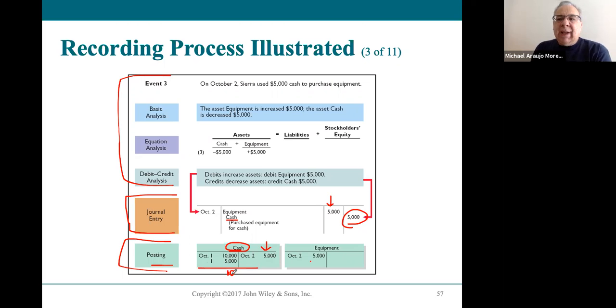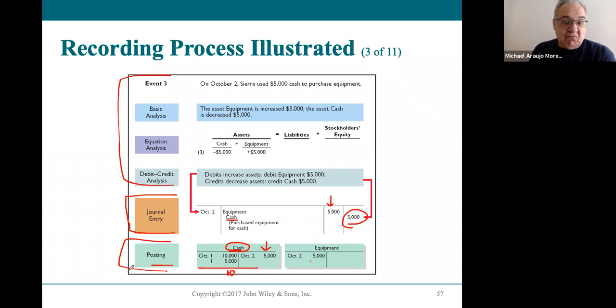When we get asked the balance of an account, we have to tell not just the number, but the side where that number is. So in this case, the $10,000 is on the debit side. So we would say cash has a $10,000 debit balance.